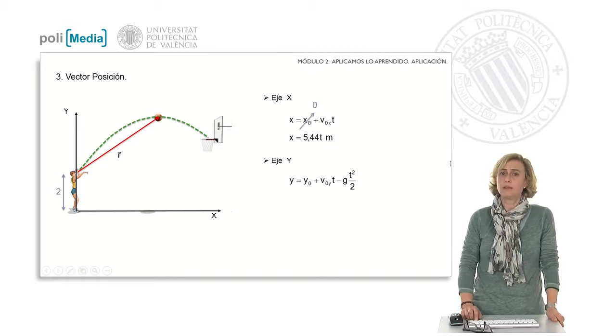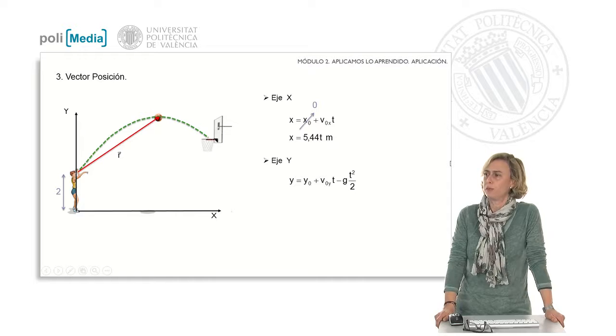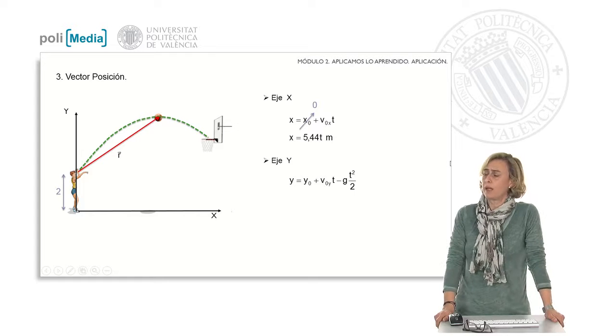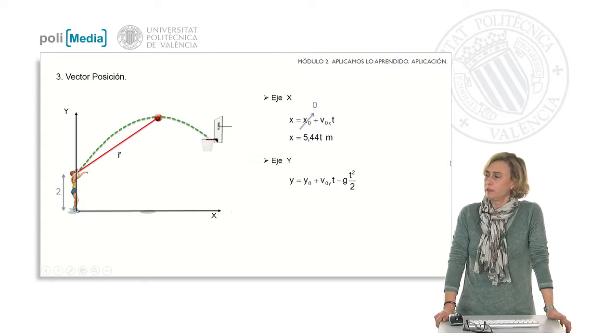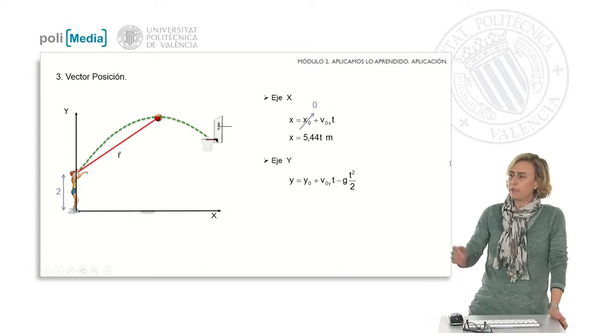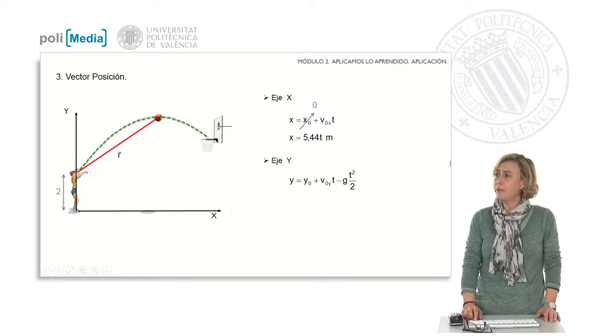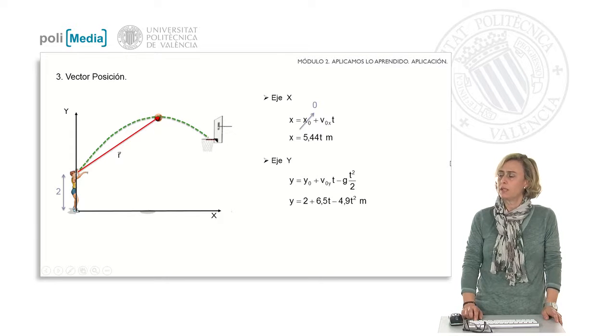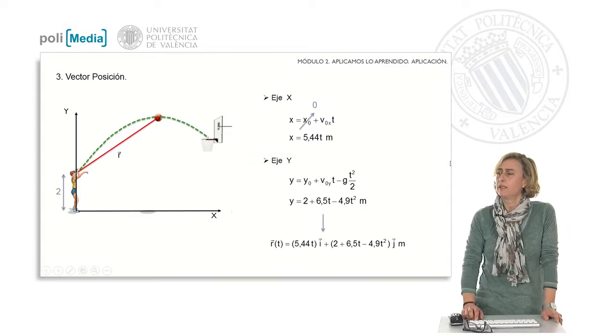On the y-axis is a uniformly accelerated rectilinear motion, and therefore the equation that governs this motion on the y-axis in terms of position is the one we have on the screen at the moment. Initially, the ball is in the hands of J, who is 2 meters above the ground. Therefore, substituting values of y sub 0, v sub 0y, and g divided by 2, we obtain these values. Finally, the position vector will be the vector sum of these two components.